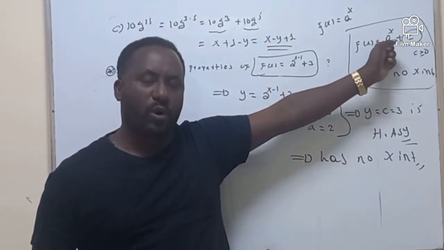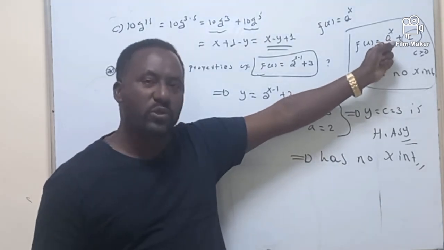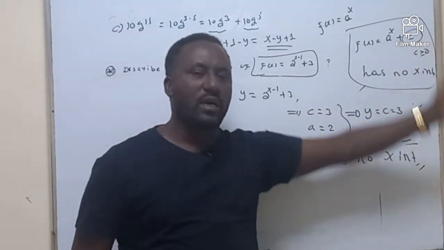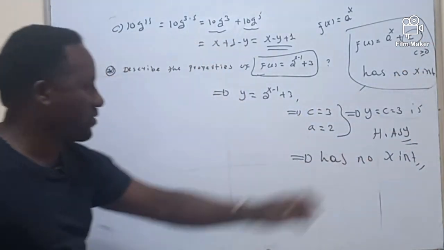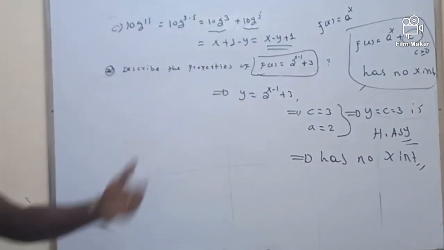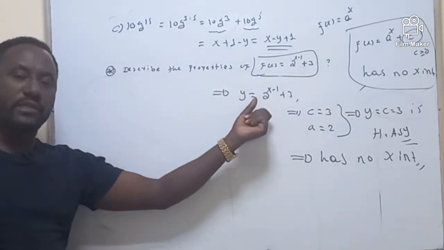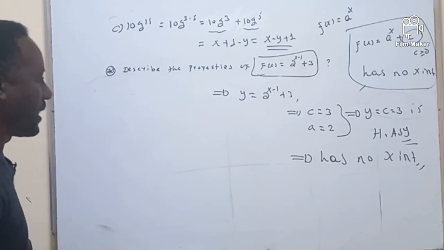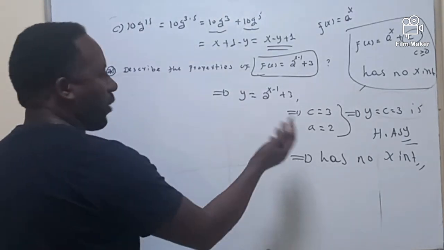Every exponential problem that is reduced to this form, for anything greater than or equal to 0, has no x-intercept. Because of that, no x-intercept. I can even show how the x-intercept of this problem doesn't exist. And the other point: what's the y-intercept?